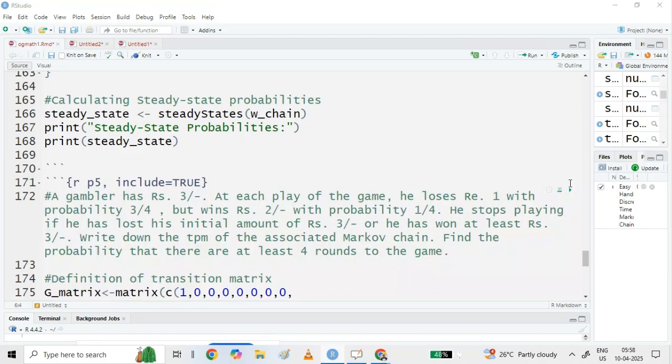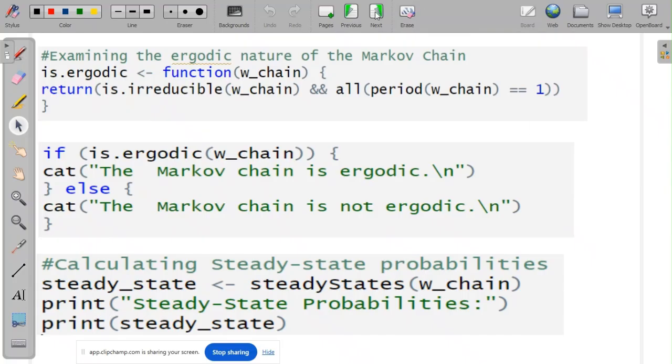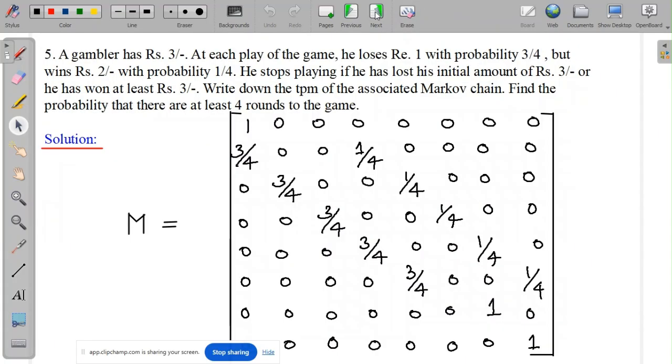We'll move on to the last problem now, which was again on a gambler who starts a bet with 3 rupees in his purse. He wins 2 rupees and loses 1 rupee with the probability of 1 by 4 and 3 by 4. And he stops playing if he's either lost his entire amount or if he has won at least 3 rupees. We discussed how to define the TPM of this corresponding Markov chain. I've listed them down here.